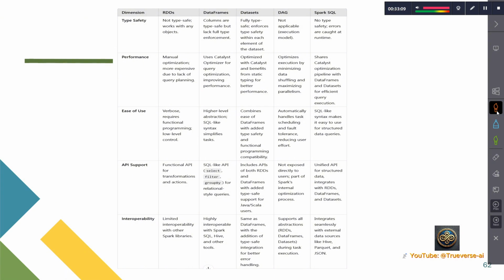So as you can see, type safety, DAG, and it doesn't apply to this one, because DAGs are considered for the execution model, not the logical and conceptual part. So type safety is related to the data type.